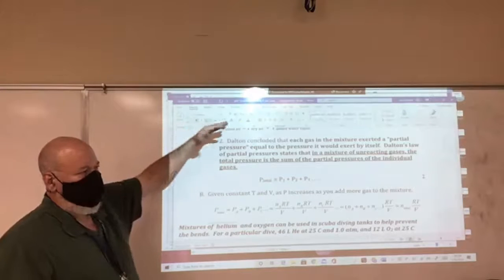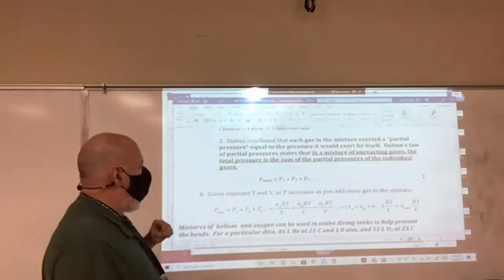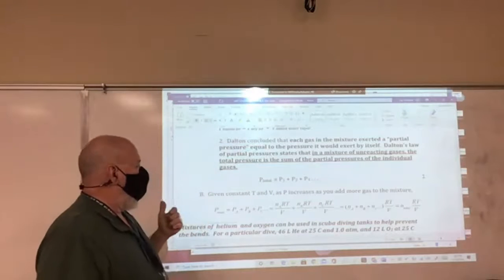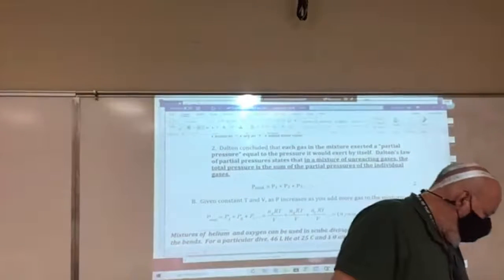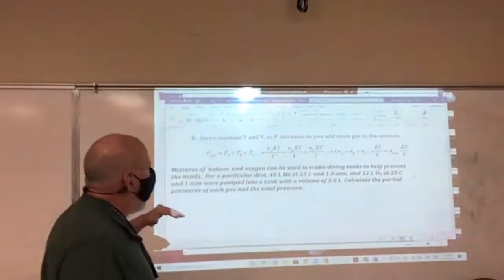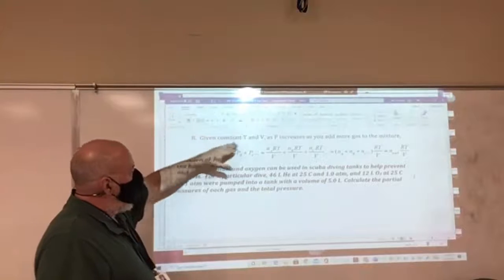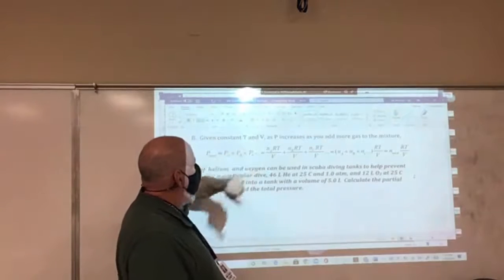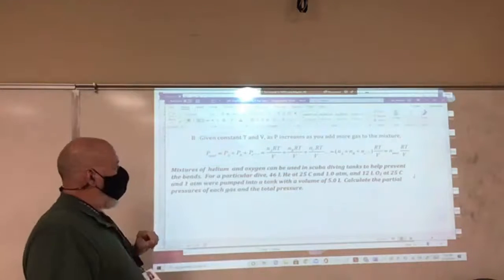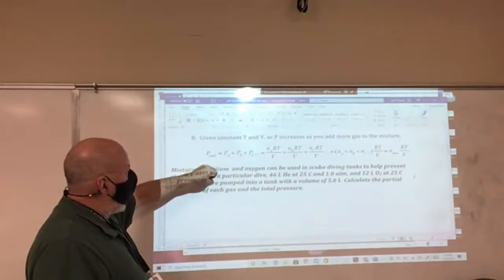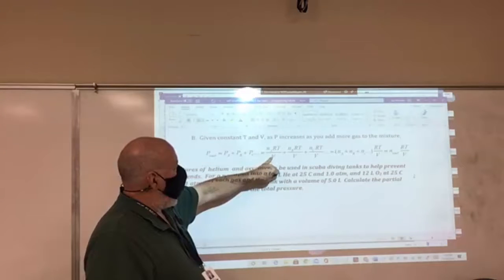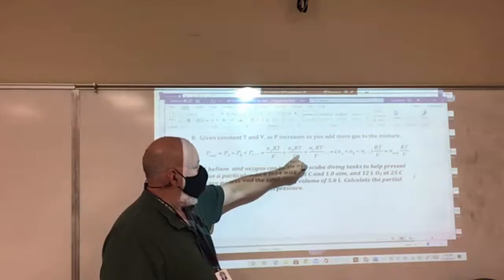On the reactant side, I might have 7 moles of gas. On the product side, I might have 9 moles of gas. So in a mixture of unreacting gases, the total pressure is the sum of the partial pressures of the individual gases. Okay? So if we know this, and we know that we're going to keep a constant temperature and volume, as you add more gas, P increases, and you're going to find out that the total pressure equals the partial pressures of A, B, and C. Again, we're keeping temperature and volume constant.